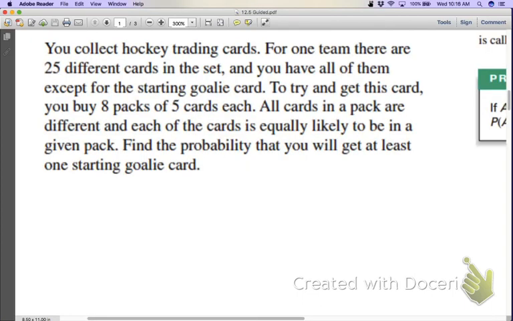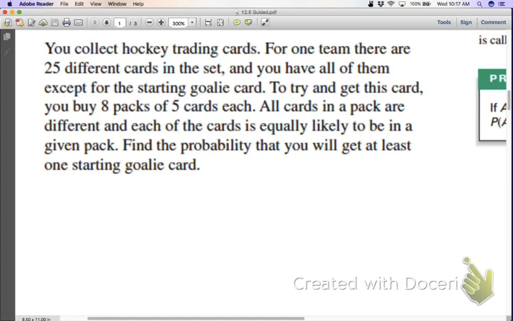Third one then says you collect hockey trading cards. For one team, there are 25 different cards in a set. You have all of them, except for the starting goalie card. To try to get the card, you buy 8 packs of 5 cards each. All cards in a pack are different, and each of the cards is equally likely to be in a given pack. It says find the probability that you will get at least one starting goalie card.